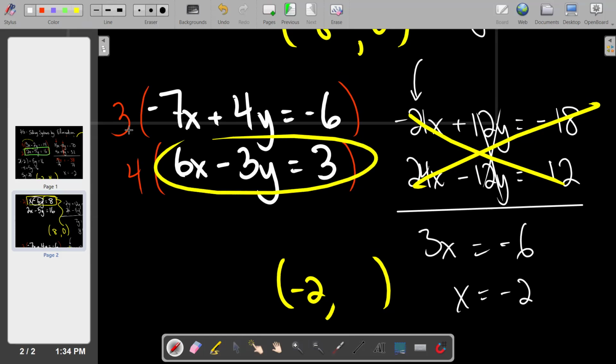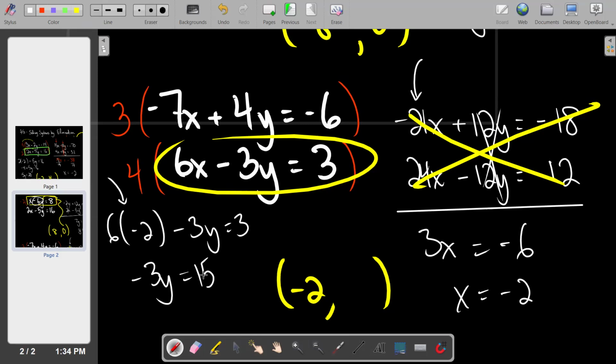So it's going to say 6 times, not x anymore, but negative 2 minus 3y equals 3. And then from here, you're welcome at this point to do math as quickly as you're comfortable with. What is 6 times negative 2? How are we going to get rid of that negative 12? We're going to add it to both sides. So we're going to be left with negative 3y equals 15. If you want to start doing things like that and doing them correctly, I've got no issues. What's y? Negative 5. Good.